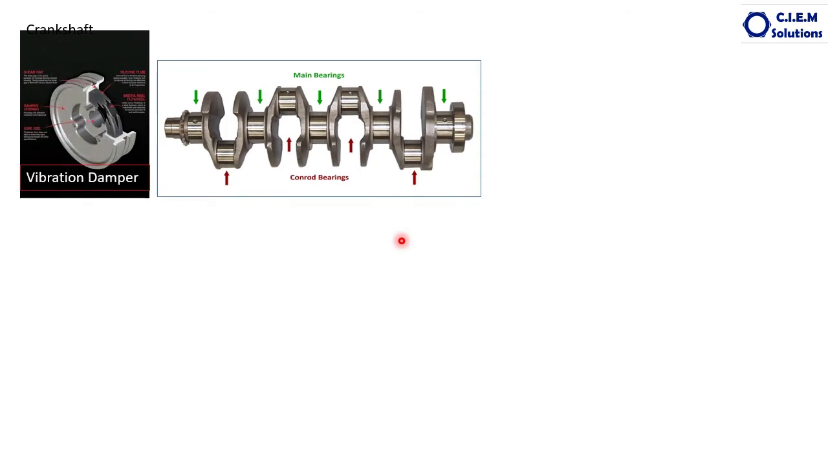Now let us look. This is the front side of the crankshaft. In the front side of the crankshaft, this vibration damper is fitted here. What is the job of the vibration damper?